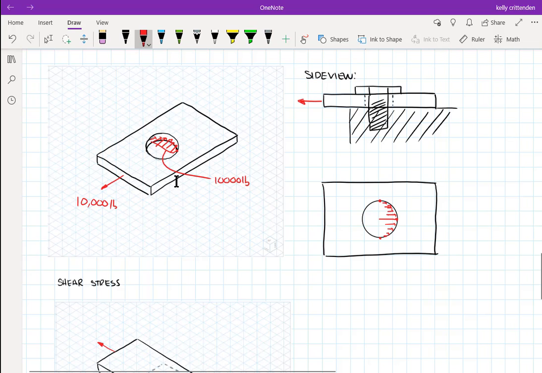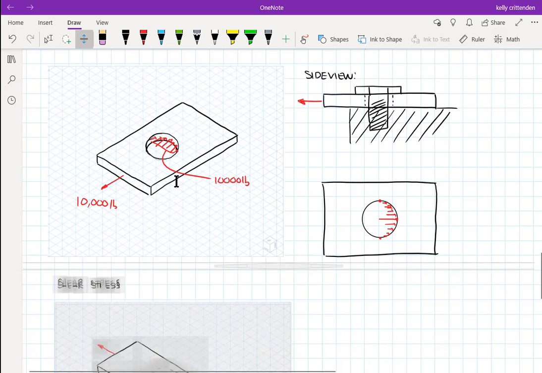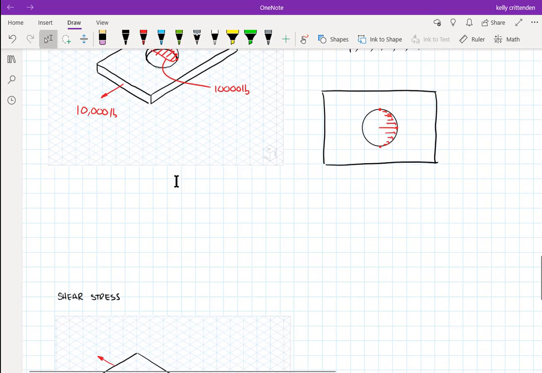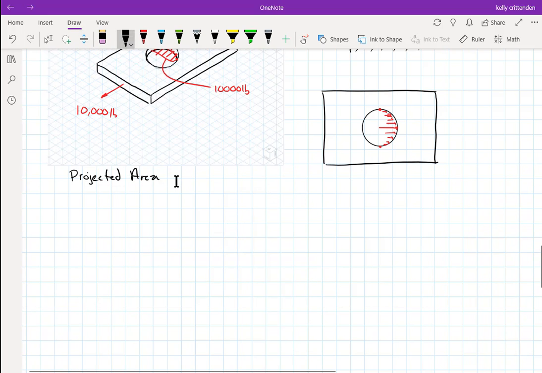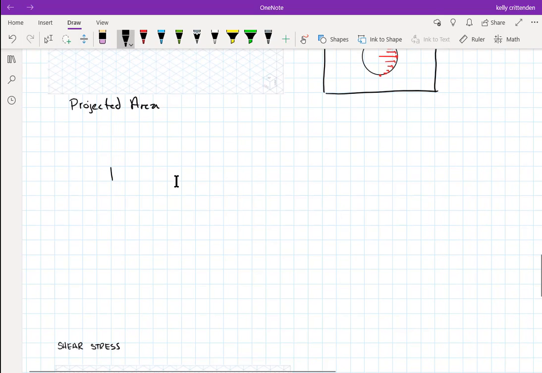So to deal with that, we still want to use the same idea where we have a force, 10,000 pounds, spread out over an area. But since it's unevenly distributed on this area, instead of just doing sigma divided by A, with A being the curved inside area of that hole, we're going to use what's called a projected area. So we're going to use the idea of projected area. And what that means is, let's do this.